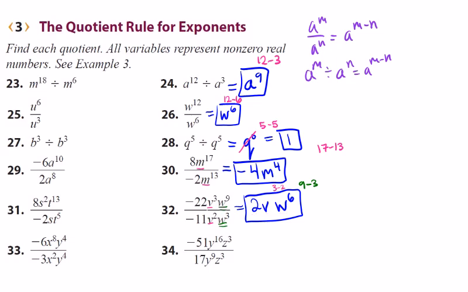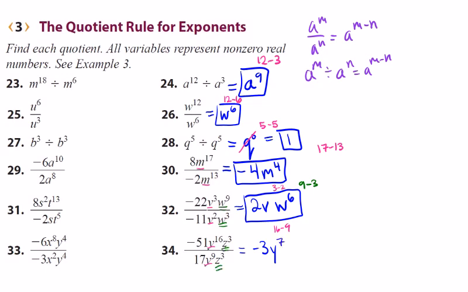All right, so last but not least, 34. Here I have negative 51 over 17. When I divide those, I get negative 3. Then we'll address the y's. Y to the 16th over y to the 9th, we'll bring it down to a single y. Subtract the exponents, 16 minus 9 is 7.